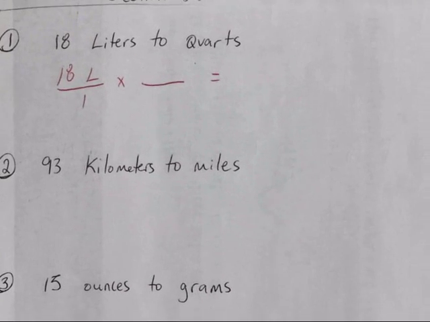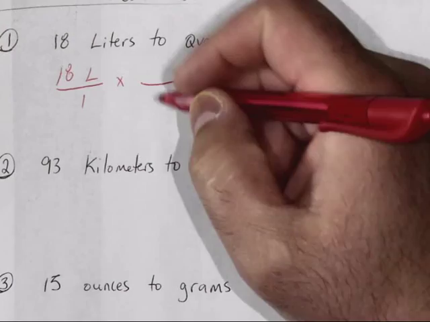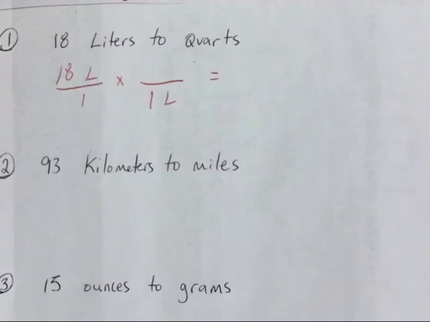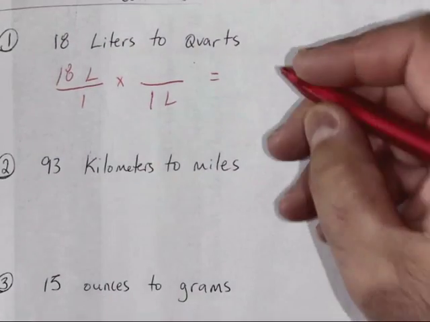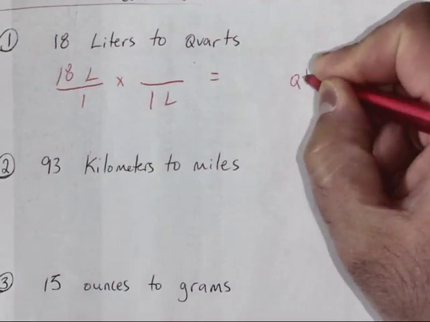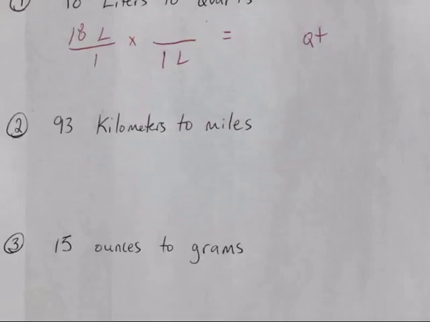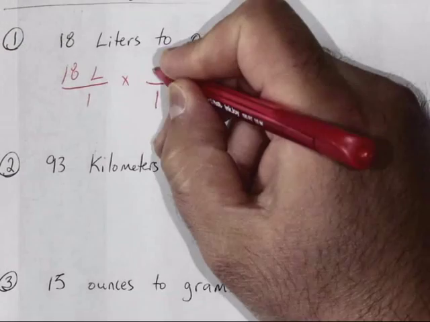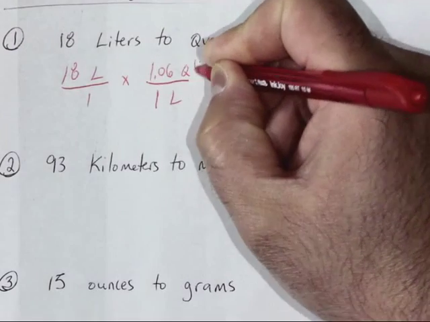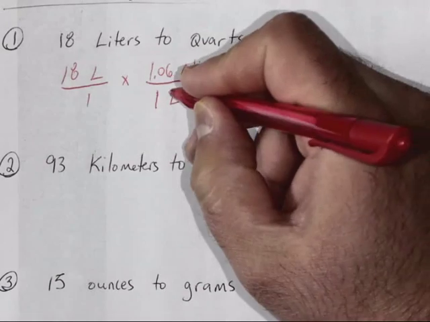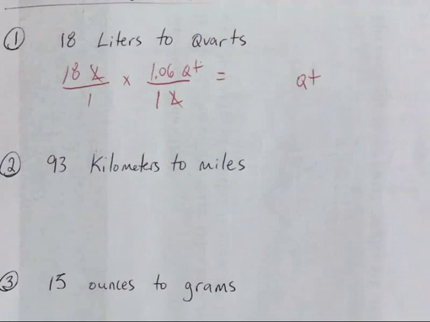So I want to make sure that I set this up with the unit fractions. I want to put liters on the bottom, since I want liters to cancel and to be left with quarts. So 1 liter was equal to 1.06 quarts. So here's our unit fraction. So liters cancels and I'm left with quarts, so that's good.